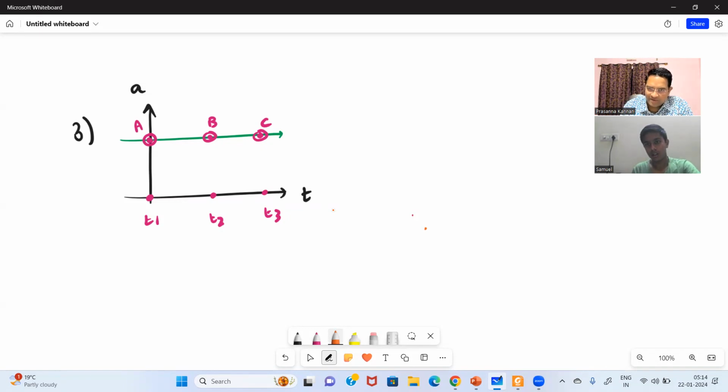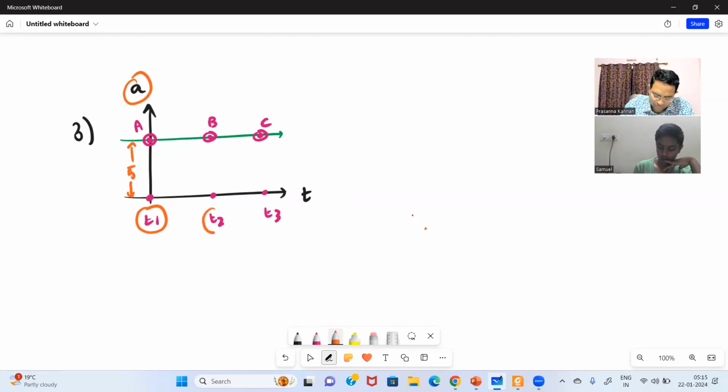Sir, how do you establish it is uniform accelerated motion? How should you say that? How do you, from the graph, determine that acceleration is constant? Say at time t1, what is the acceleration? What is the height? Height refers to the acceleration value, correct? So let's say it is 5 meter per second square.